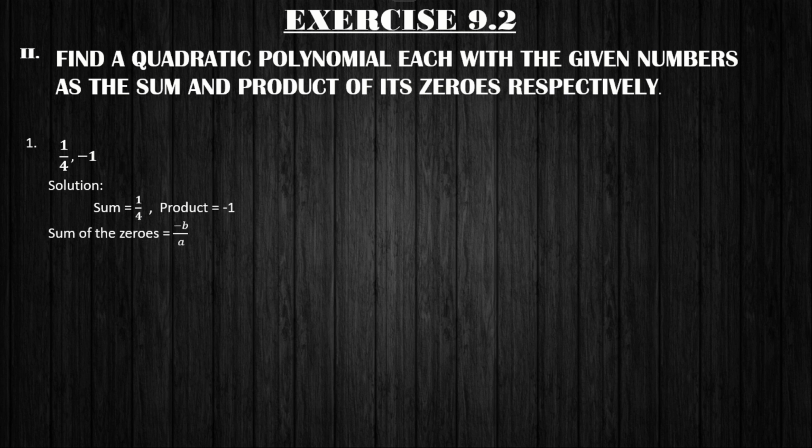In this, first we need to find the sum of the zeros. The sum of the zeros is given by the formula minus b by a. In order to solve this, we need to make some assumptions. The assumption is that we take a is equal to 1. And why we need to take a particularly as 1, I will tell you. For this, just consider the question once again. The question is 1 by 4, minus 1.